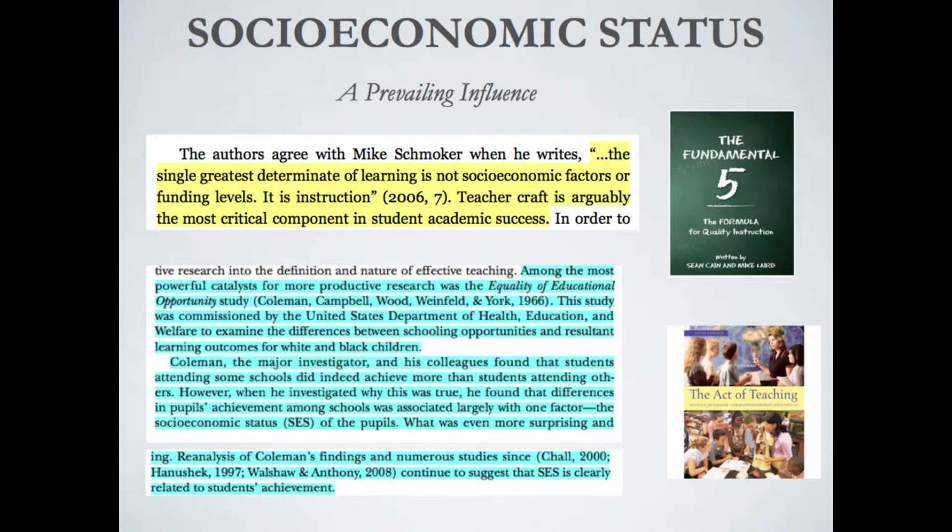However, in a book that was used in a course at Texas A&M this past year, basing its work and some of its assumptions on the Equality of Education Opportunity study of Coleman, Campbell, and Wood and others in 1966, it says that he found that the differences in pupils' achievement among schools was associated largely with one factor, the socioeconomic status of students. And what's more surprising is that this has been supported throughout the years through numerous studies.